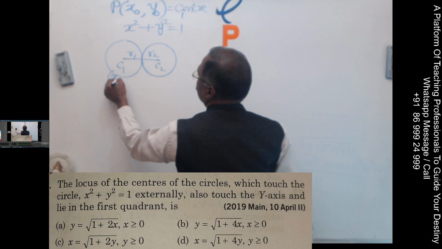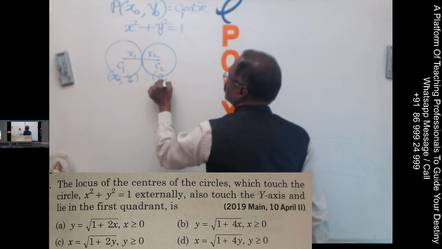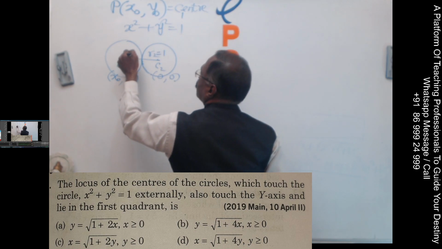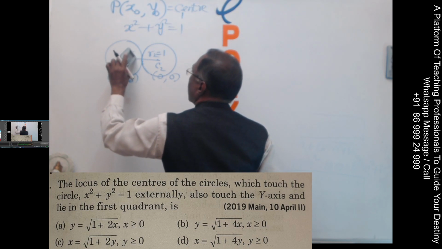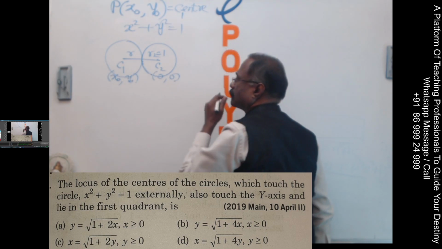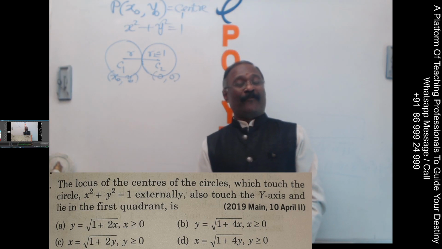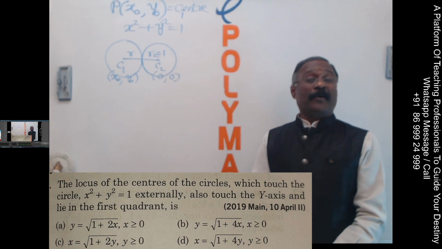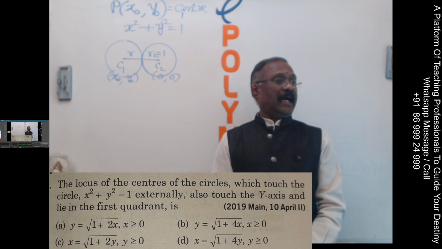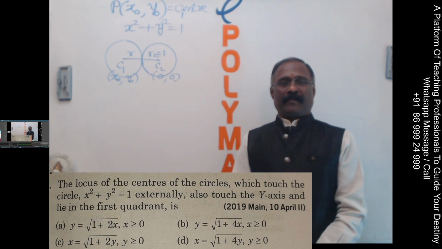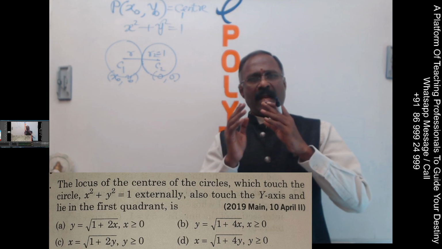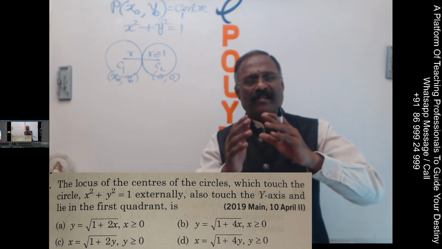This is (x0, y0). This is (0, 0), and its radius is 1. Its radius, we don't know. Let it be R. So for that, he gave the extension because we don't know the radius. An important point I discussed in the previous session is that it also touches the y-axis. When a circle touches the y-axis, the radius is equal to the modulus of the x coordinate of the center.